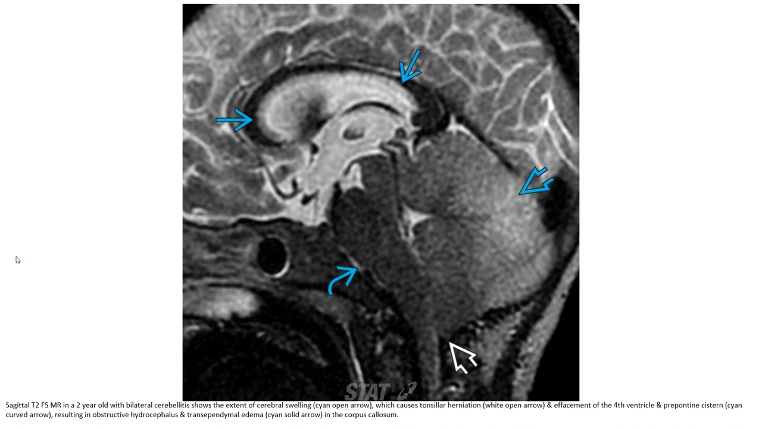This is the sagittal T2 FS in a 2-year-old with bilateral cerebellitis. The extent of cerebellar swelling, cyan open arrow indicates, causes tonsillar herniation, wide open arrow indicates, and effacement of the fourth ventricle and pre-pontine cistern, cyan curved arrow indicates, resulting in obstructive hydrocephalus and transependymal edema, cyan solid arrow indicates, of the corpus callosum.